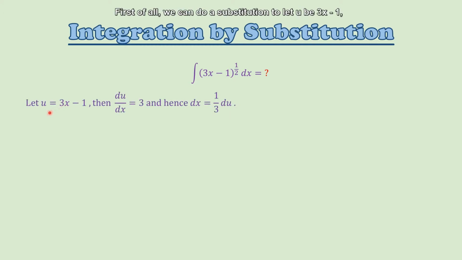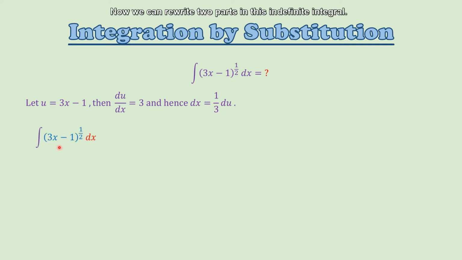First of all, we can do a substitution to let u be 3x minus 1. And then we can differentiate u with respect to x, and therefore we can get that du/dx is equal to 3. Furthermore, we can manipulate this as if it is a fraction, and then we can get that dx is equal to 1/3 du. Later on I will explain to you why we can do this.